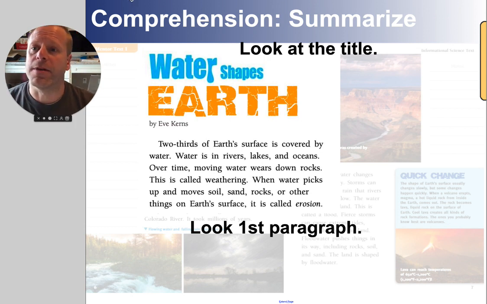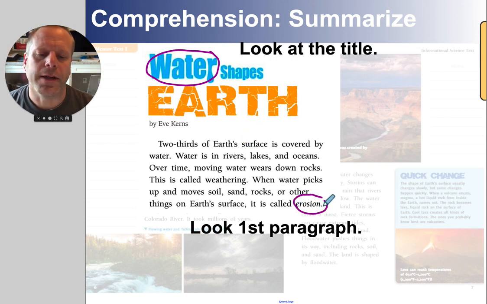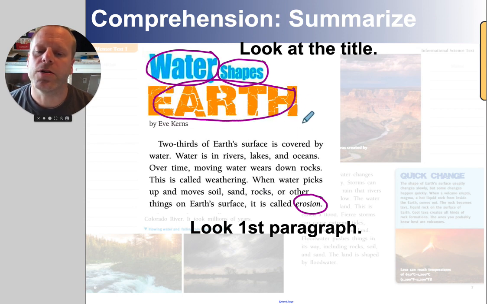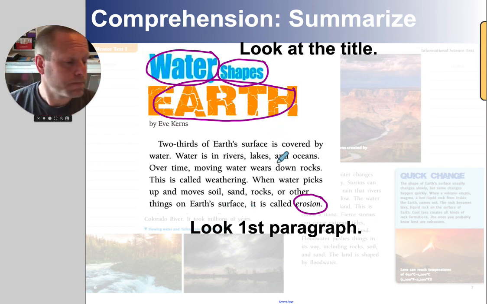So I'm going to circle some of those, and then I'm going to try to weave them together using my own words. I'm going to do water. I like that one. I like the word erosion. I thought that was a good one. That's two. I like the word shapes. And then I want something about the land or the earth. So I could say earth if I wanted to. Or if I wanted to change it, I could say surface instead. But let's say I'm just going to use those words.